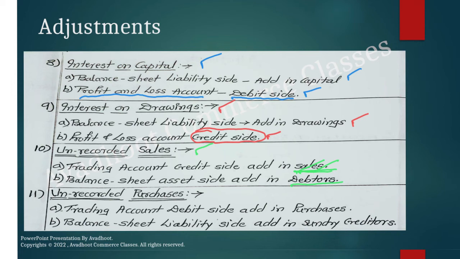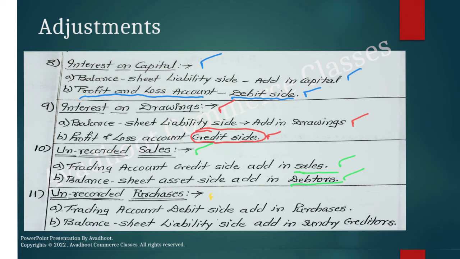Credit sales means what happened? The amount is receivable. And therefore, whenever we want to receive the amount, it is to be what? Debtors. In the balance sheet asset side, we have to add it to debtors first, before making the adjustment of bad debts and RDD discount. Okay.